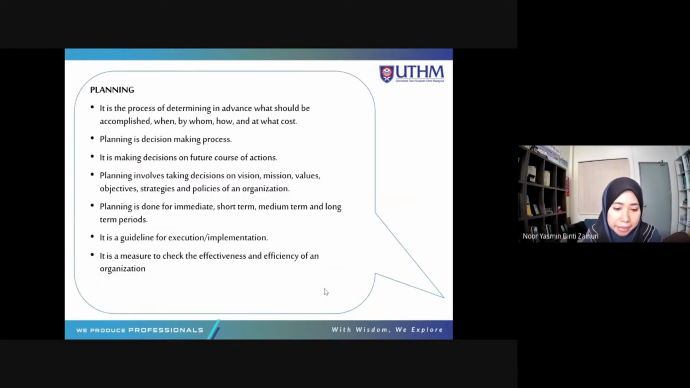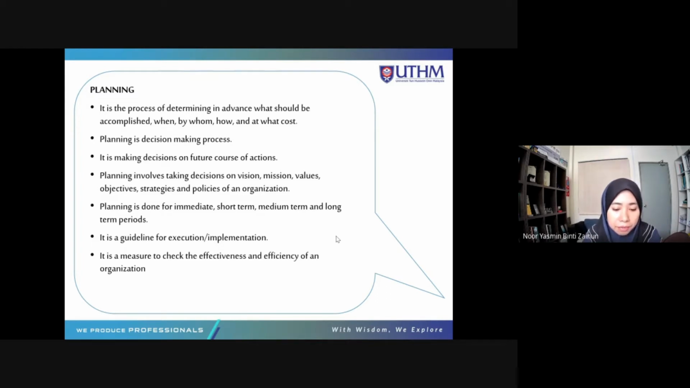Okay, so planning is a process of determining in advance what should be accomplished, when, by whom, how, and at what cost. Okay, so planning is a decision-making process. It is making decisions on future course of action, and planning also involves taking decisions on vision, mission, values, objectives, strategies, policies, and organization. So planning is very important.